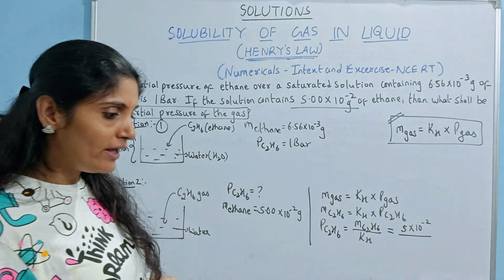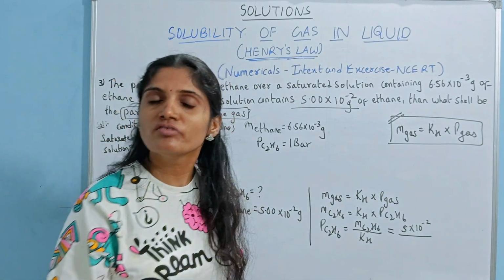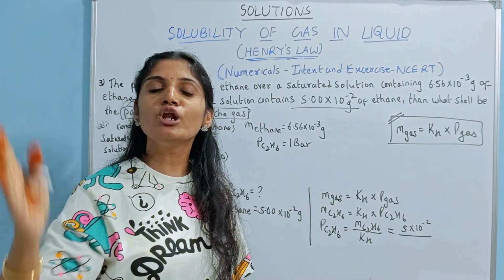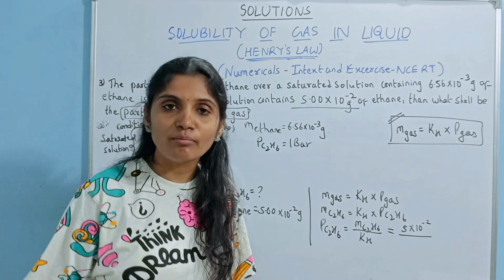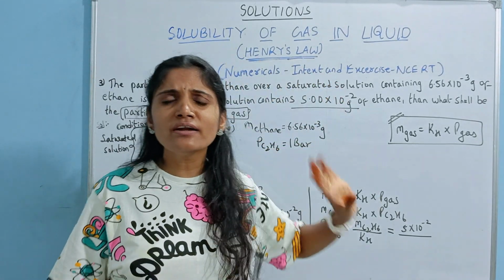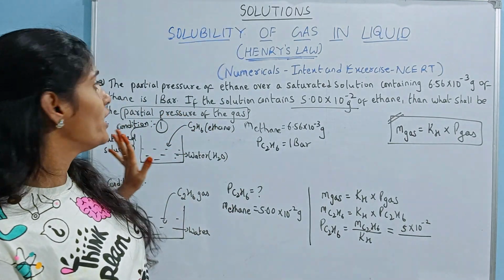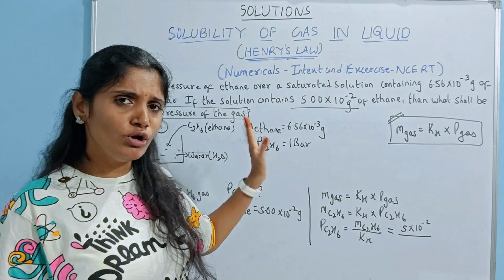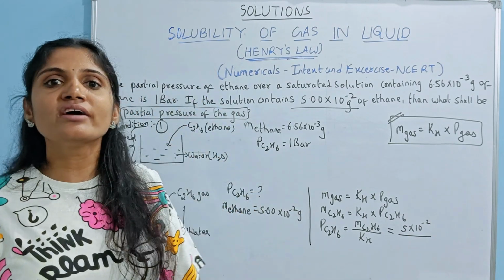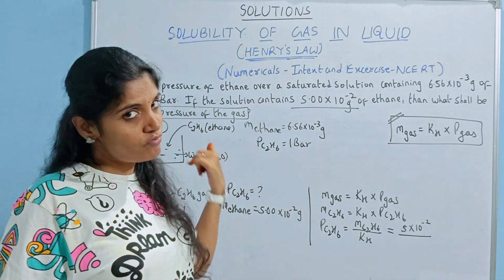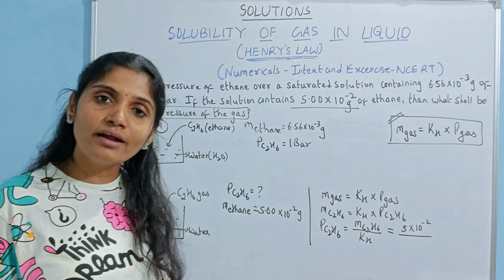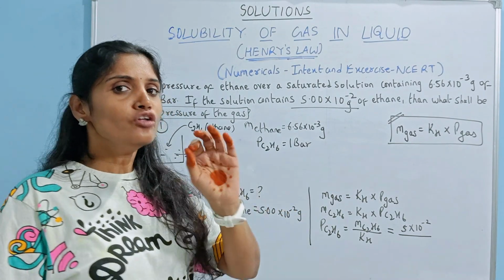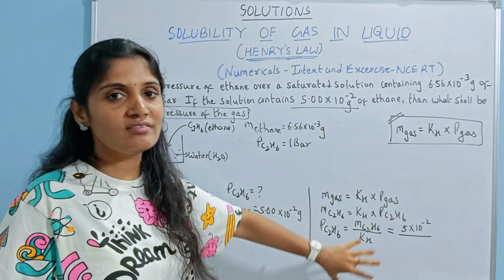Now, I told you in the previous session also, Henry's constant will not change as long as the gas is the same. Am I altering the temperature here? No, I am not altering any temperature here. I didn't alter the temperature, so Henry's constant will not change all through. Did I change the gas in both the conditions? No. In the first condition, the gas was ethane. In the second condition too, the gas is still ethane. So Henry's constant will be the same for this case and this case.